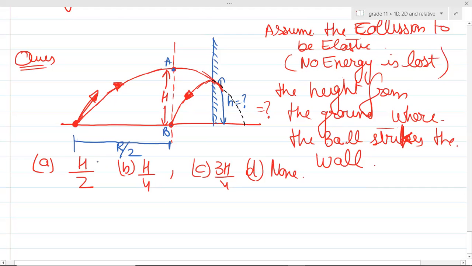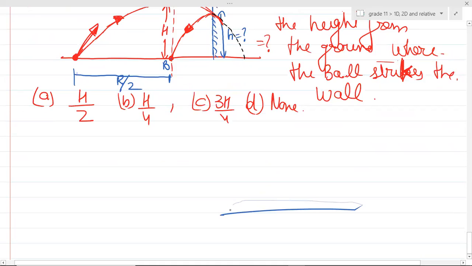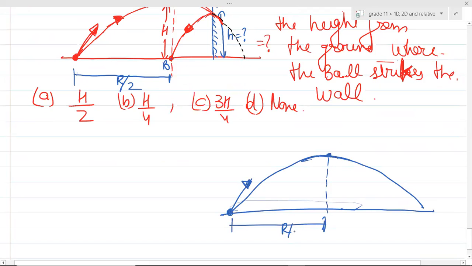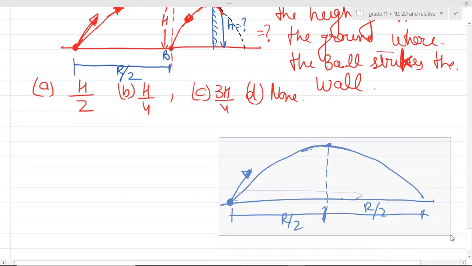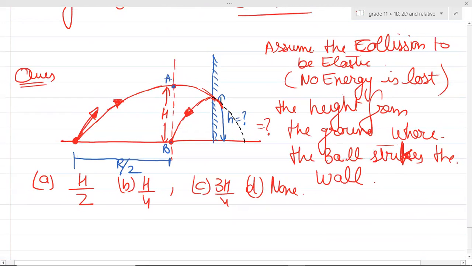Range is equal to R. Will this be R by 2? Yes or no? Exactly. The full thing is R and then R by 2. Where is the maximum height achieved? When do you achieve the maximum height? At R by 2, right? So now you understood how R by 2. Okay, so this will be R by 2.